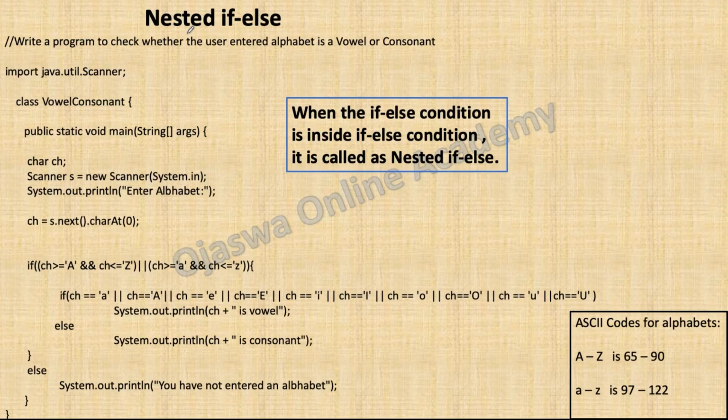In this video, we'll learn what is nested if-else. When you write an if-else block inside an if-else block, it is called nested if-else. Let us write a program to check whether the user entered alphabet is a vowel or a consonant.